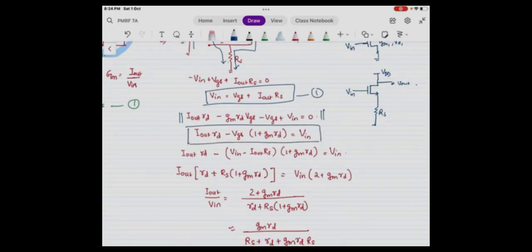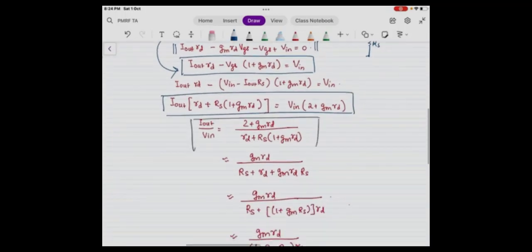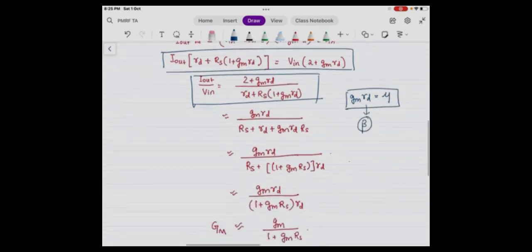Now I will substitute VGS from equation number 1, and after substituting I will arrive at this equation, and I out by V in will look something like this. You have to remember your aim: you want to find I out by V in, so every other variable you have to substitute. We arrived at 2 plus GMRD by RD plus RS 1 plus GMRD. 2 plus GMRD can be written as GMRD because GMRD is a very high value, and GMRD is nothing but the current gain, which is also denoted as mu. The analogous thing is beta in BJT. Here I have just written the approximate value of GMRD by RS plus RD plus GMRD RS.